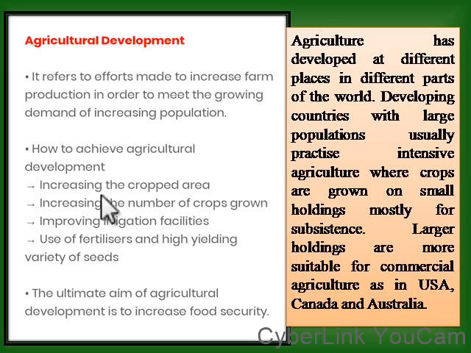It needs to increase the cropped area. There is a need for increasing the number of crops grown. There is a need to improve irrigation facilities. There is a need for the use of fertilizers and high-yielding variety of seed. Thus, the ultimate aim of agricultural development is to increase food security.